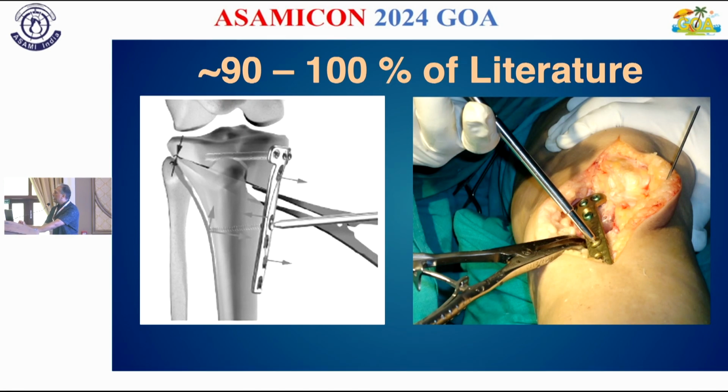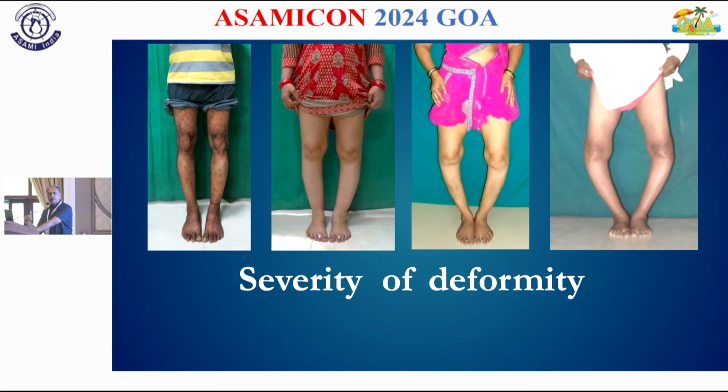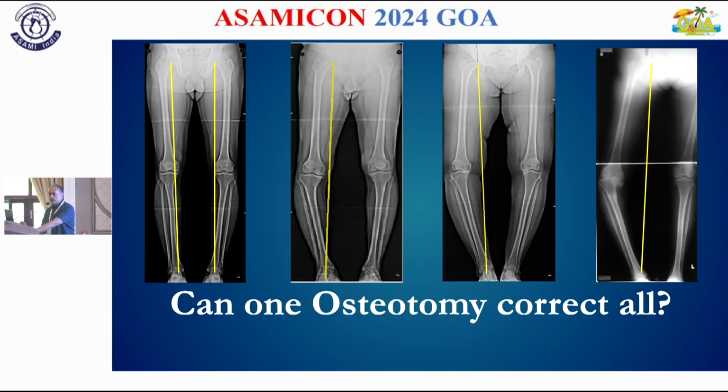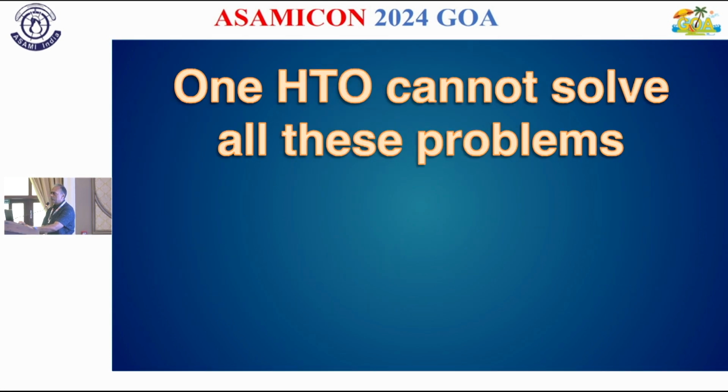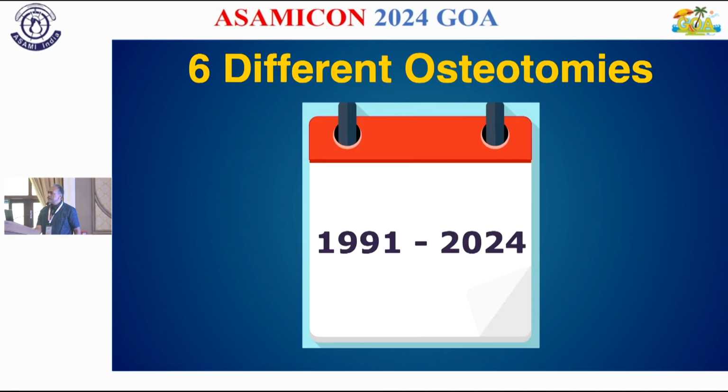So we know today that 90 to 100% of the literature is only based on medial opening wedge, whether it's an acute correction like this, or whether it's gradual correction using an HTO fixator. But we know we need different osteotomies based on the location and severity of the different deformities. We have deformities that increase in severity and come to us in our OPD with knee pain, medial compartment arthritis, with increasing amounts of deviation of the mechanical axis, as is obvious. So the question is, can one osteotomy correct all of them? Obviously it can't without creating new problems. So perhaps what we need is a different set of osteotomies and the judgment to decide which one to use where.